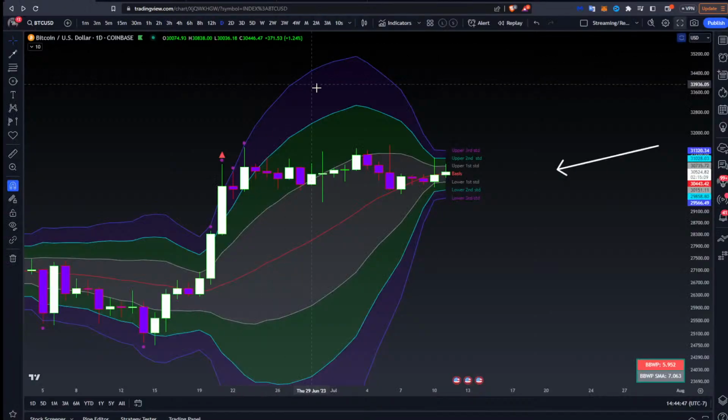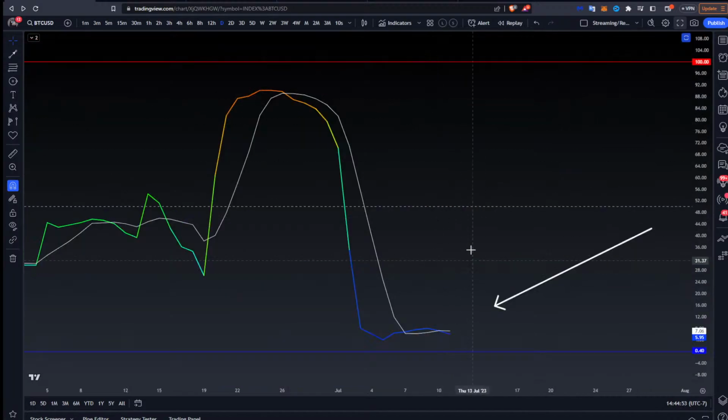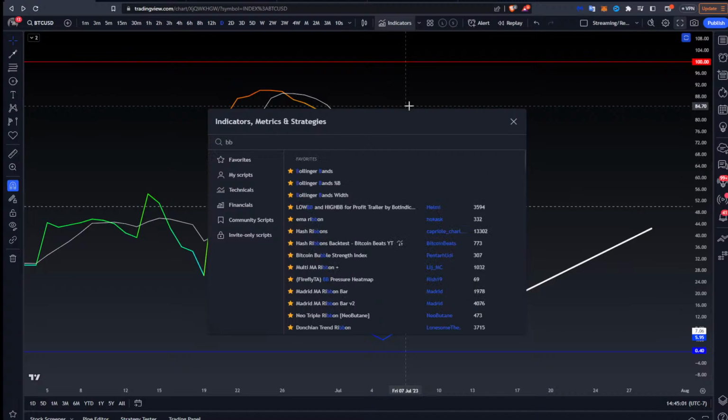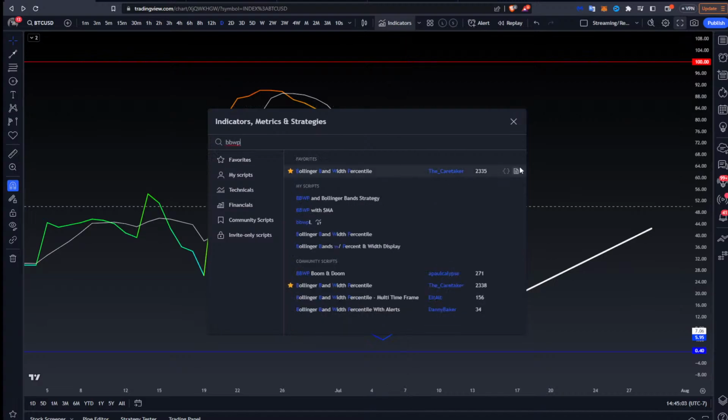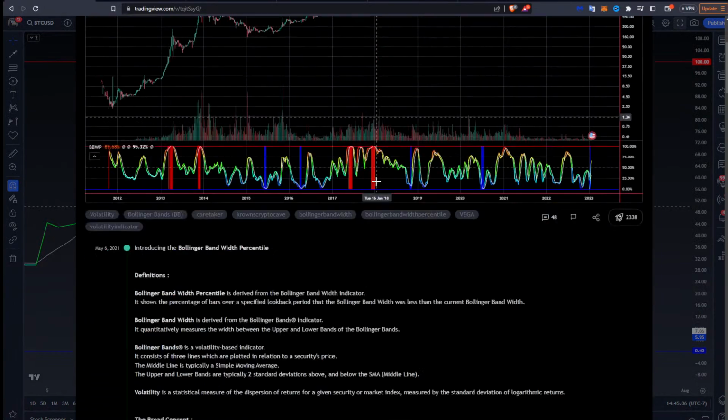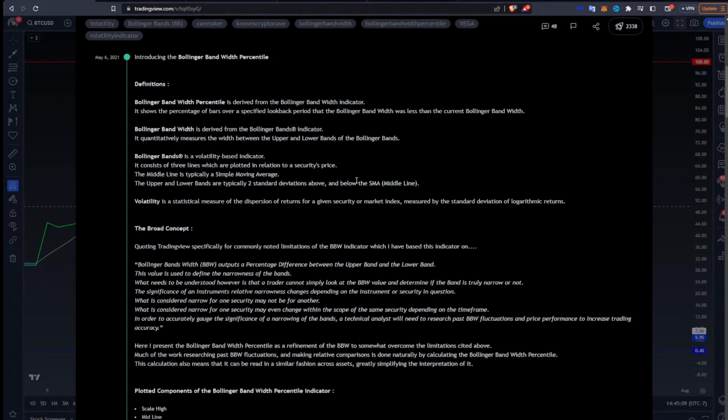I prefer BBWP. It's an advancement of the Bollinger Band width and percentage to define the direction, basically, or not the direction, but the expansion criteria. And if you just read Caretaker's reason for creating this, Bollinger Band width percent is derived from the Bollinger Band width indicator. It shows the percentage of bars over a specified look-back period that the Bollinger Band width was less than the current Bollinger Band width. So it tells you basically what it was looking for.